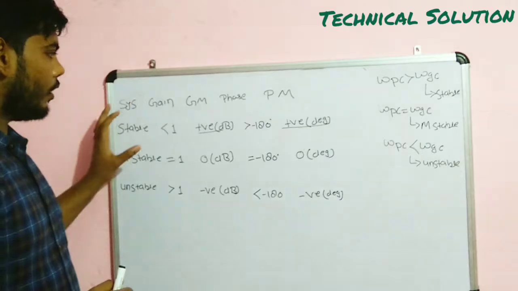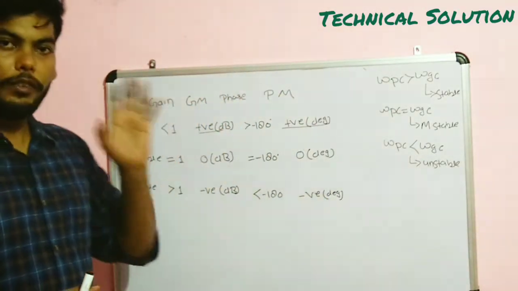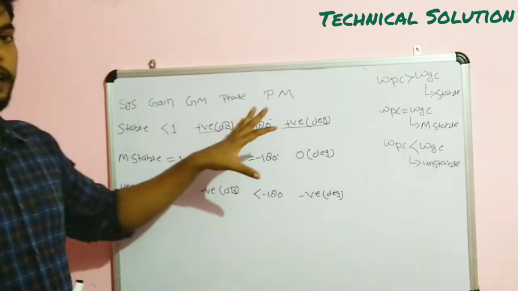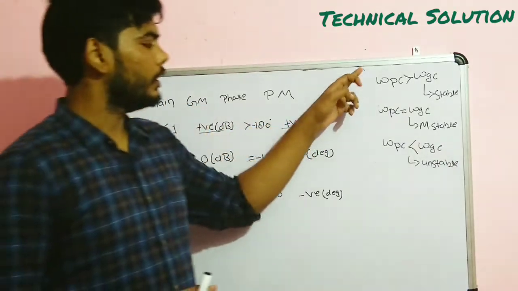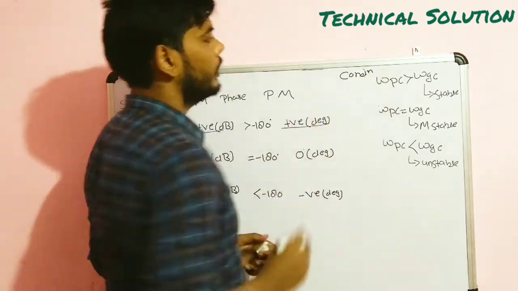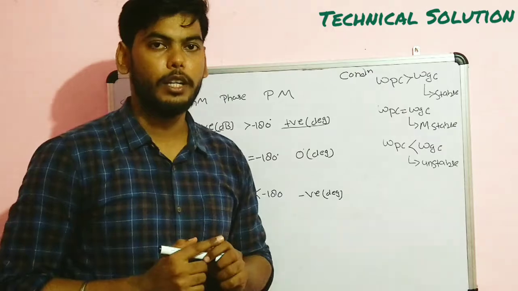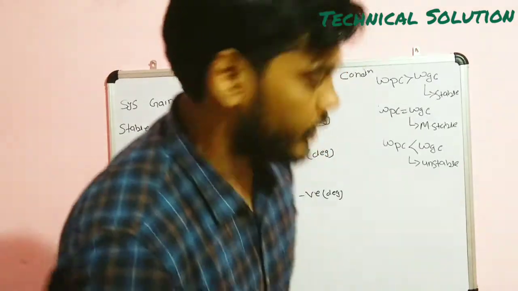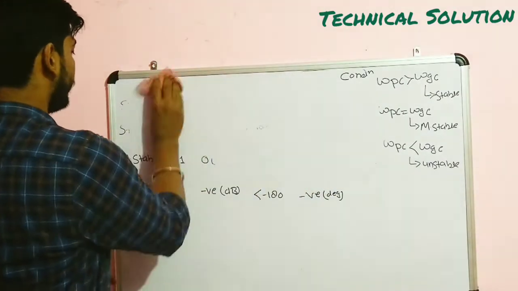So these are all about the gain margin and phase margin. We always keep in mind these formulas, this table, and these conditions. Omega PC is always greater than omega GC for a stable system. So we solve a problem to understand the gain margin and phase margin.